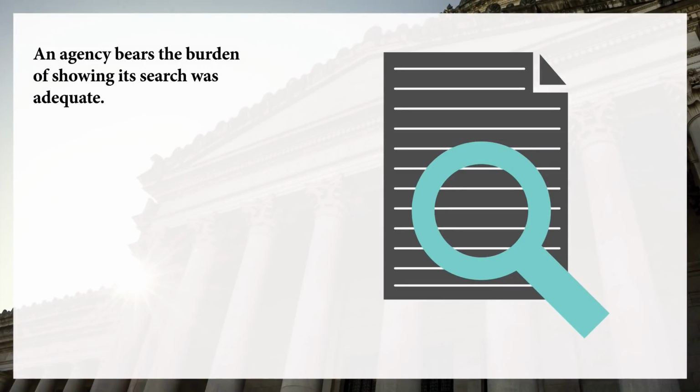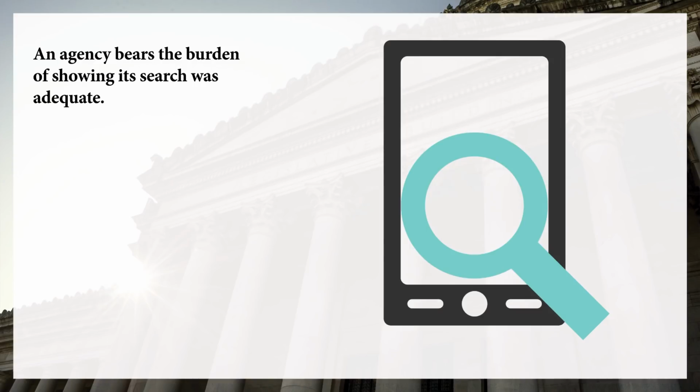An agency bears the burden of showing that its search was adequate. Consequently, agencies should be able to document how a search was conducted and, for example, what search terms it used, as well as the location searched. An adequate search depends on the facts of each request, but it is one that is reasonably calculated to uncover all responsive documents in whatever form, paper or electronic.